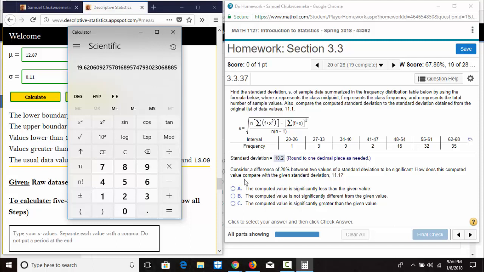Okay. The actual is 10.2 minus the given is 11.1, and the absolute value of this is 0.9. Okay, so the absolute value of this is 0.9. Then you can multiply by 100, gives you 90, then divide by the actual. The actual is 10.2. So this is 8.8%. So the difference of 20% would be significant. Okay, but because this difference is 8.8%, it's not significantly different from the given value. Okay.